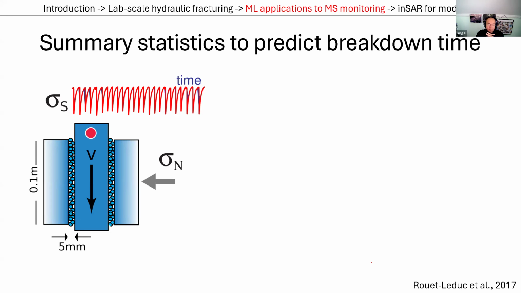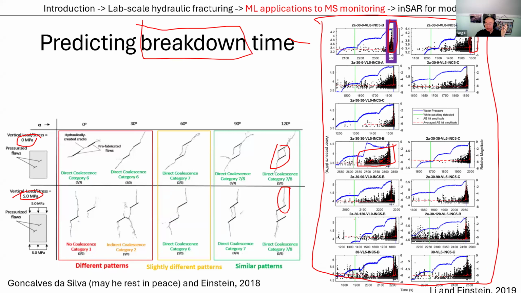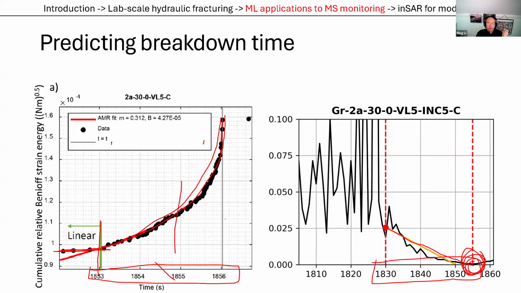right? So we're trying to apply machine learning to this problem, looking at the actual waveforms, right? We have this rich time history throughout the experiment of what these waveforms look like, all the way from the beginning of the experiment to the time where we have breakdown.